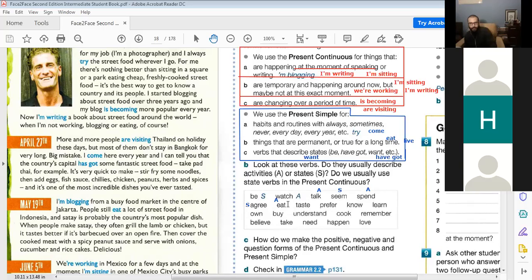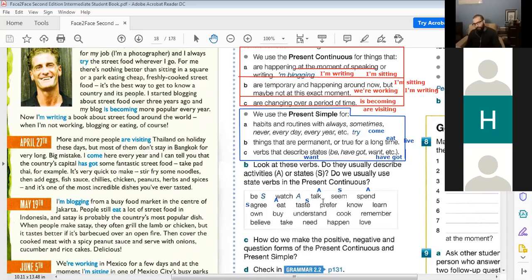Taste is a state. But why? Because it is about the five senses. Yes, senses. Senses are generally state verbs. They're not activity. Okay, what about prefer?